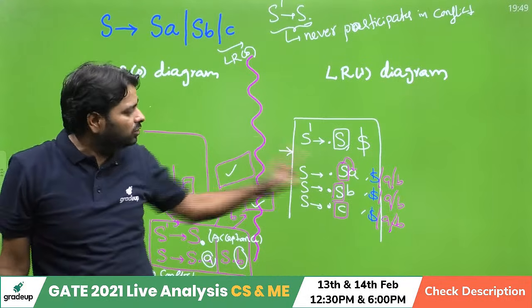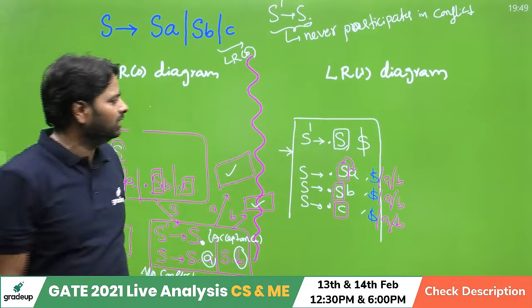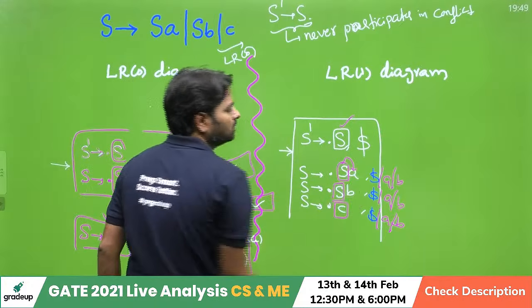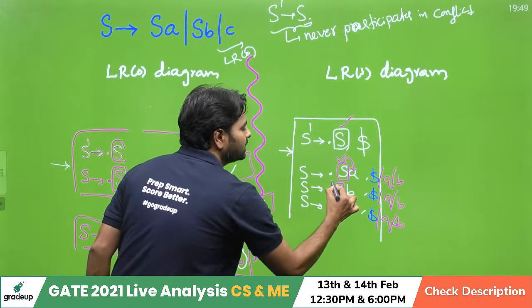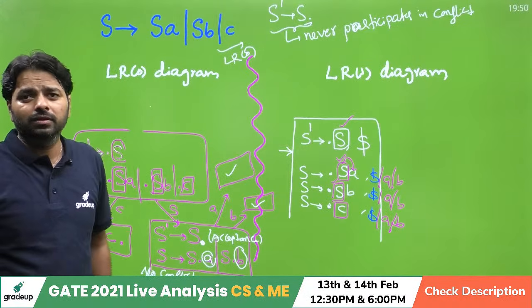Did you understand why you got $AB there? Because there are three S immediately after the dot. Did you see that? This S and this S and this S. There are three S, so we got three different followers because of that.